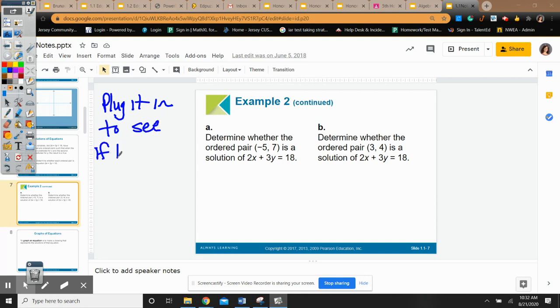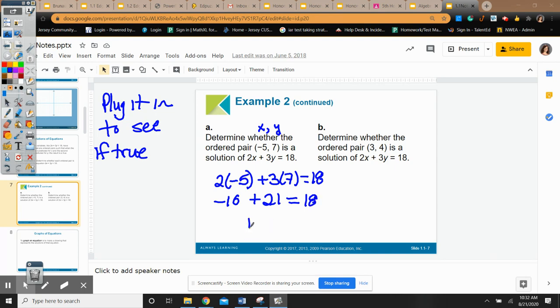So we're going to see if this is true by plugging in the point negative 5, 7 into x and into y for the equation. So the work you would show me would be 2 times negative 5 plus 3 times 7. And we need to see, does that even equal 18? Well, I have negative 10 plus 21. Does that equal 18? No, that equals 11. So what that tells me is this is not a solution. It would not be on the line.